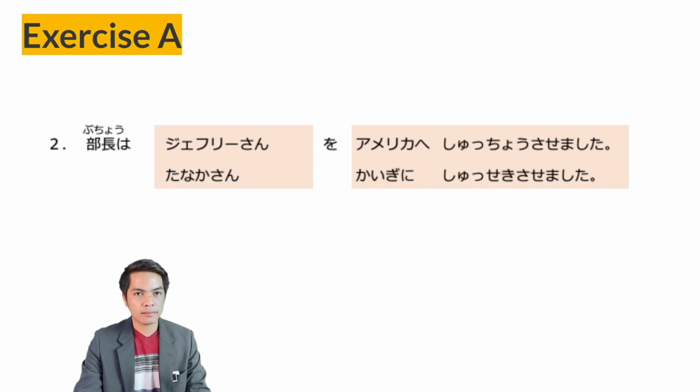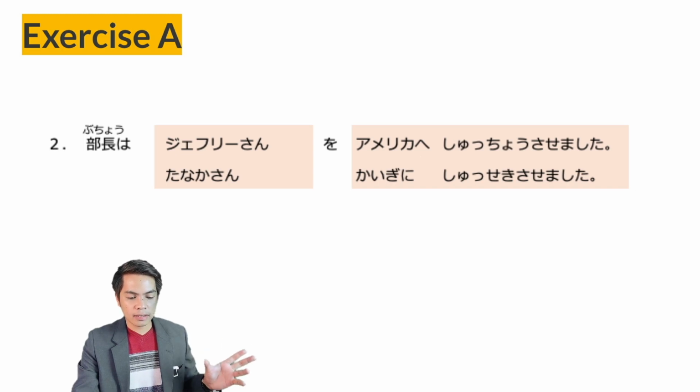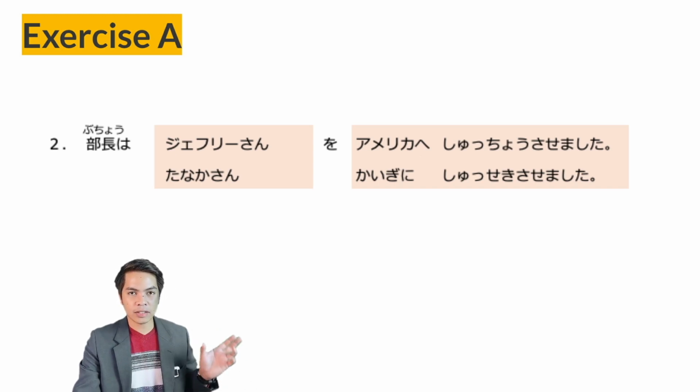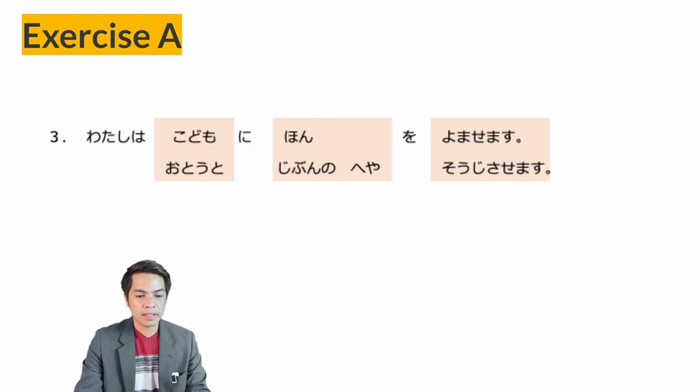Next line. Buchou wa Tanaka-san o kaigi ni shusseki sashimashita. So, buchou wa Tanaka-san o, make Mr. Tanaka, kaigi ni shusseki sashimashita. Make Mr. Tanaka attend the meeting. So, from the verb shusseki shimasu. Shusseki shimasu.